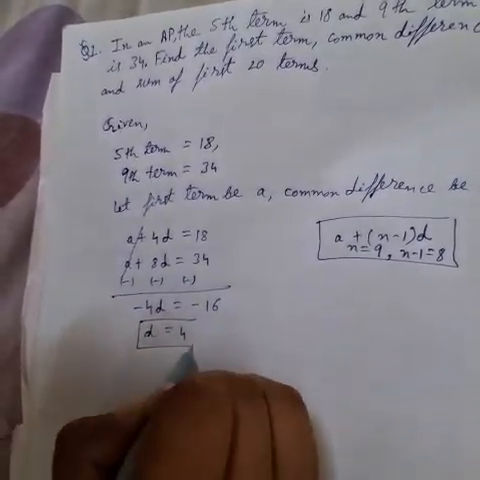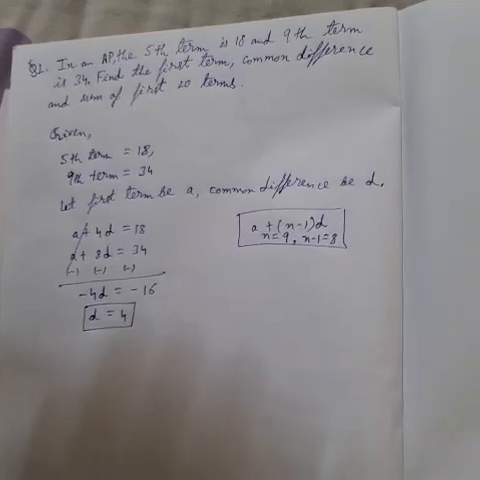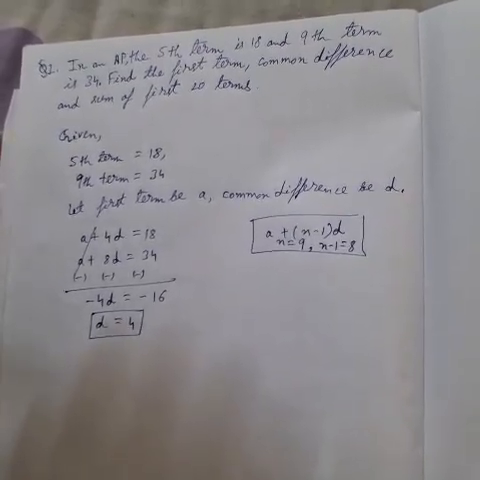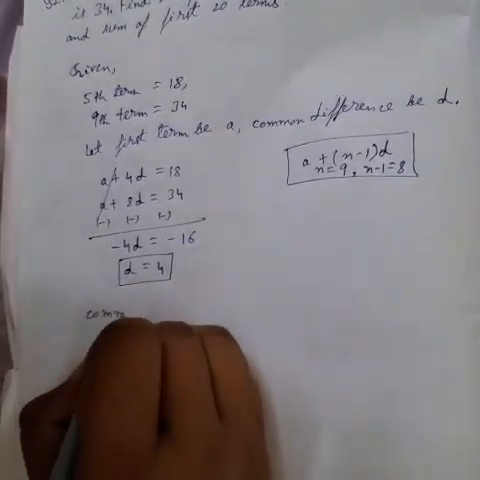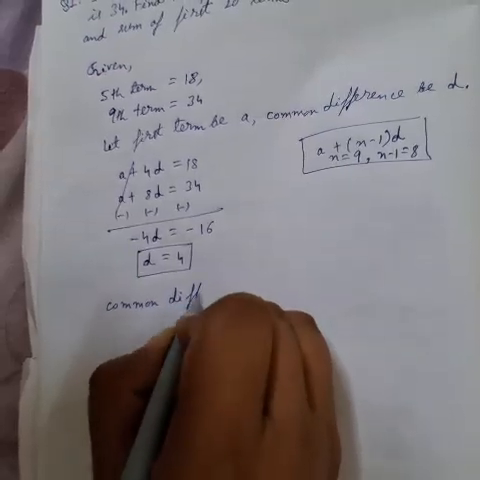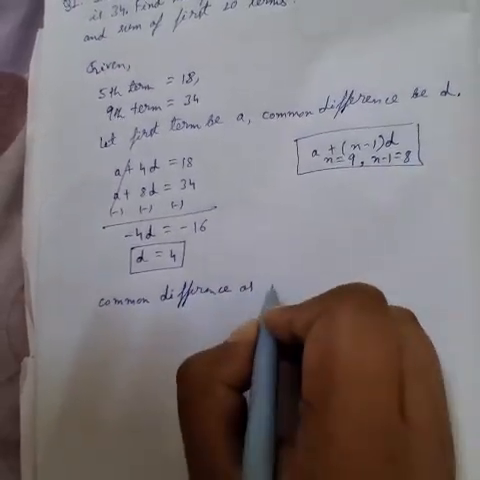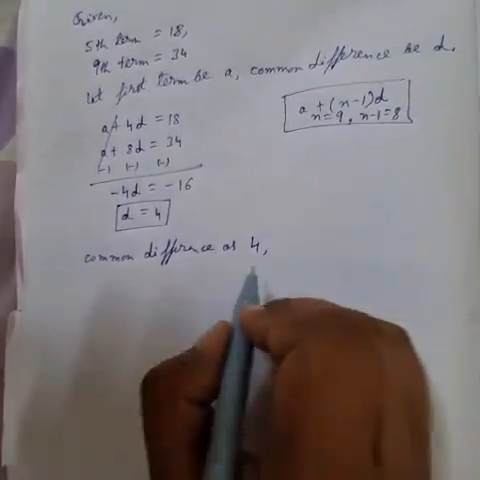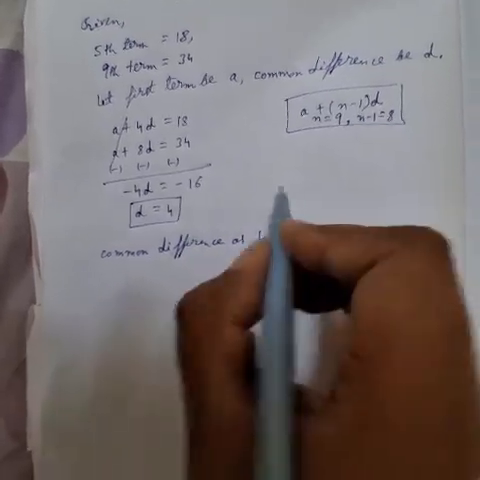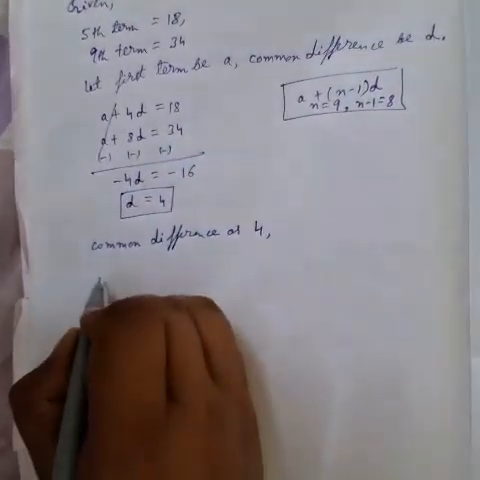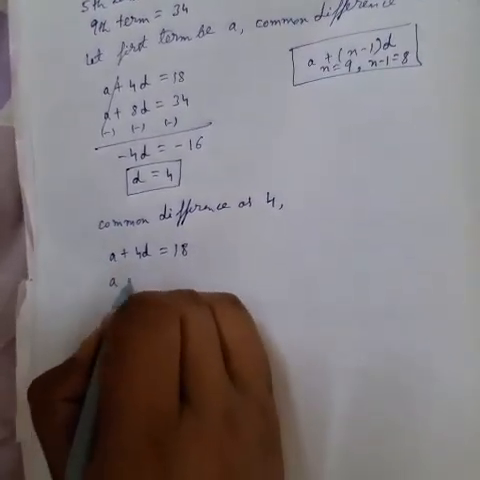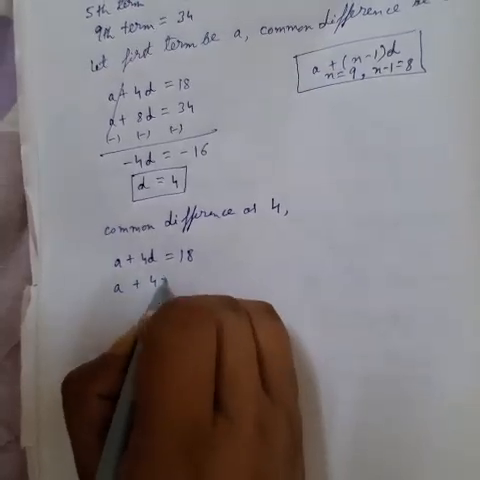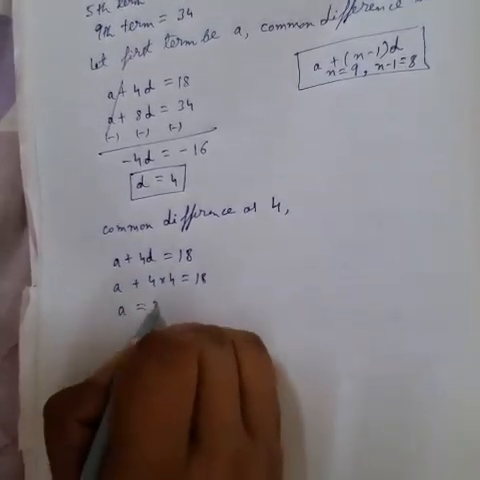Now D equals 4. So we can write the common difference as 4. Now we can put the value of D here: a plus 4D equals 18. So a plus 4 into 4 equals 18, so a equals 2.